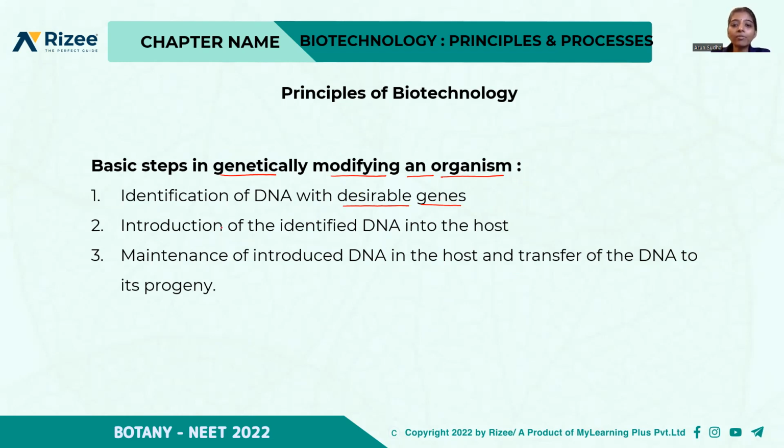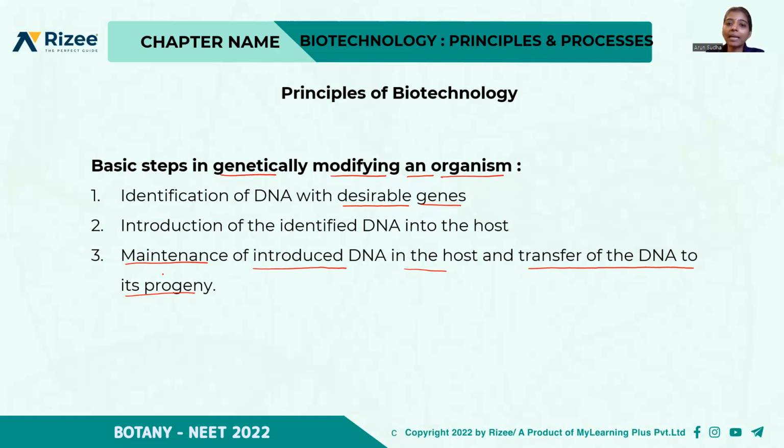The second step is the introduction of the identified DNA into the host. So after identifying the DNA, the next step is to introduce it into the host. The third step is the maintenance of the introduced DNA in the host and transfer of the DNA to its progeny. So next is the transferring of the DNA into the progeny cells, right? So these are the three main steps involved in genetically modifying an organism.